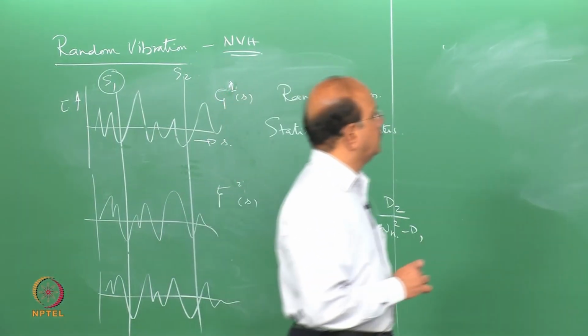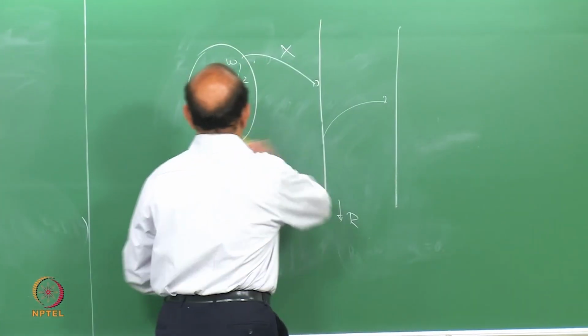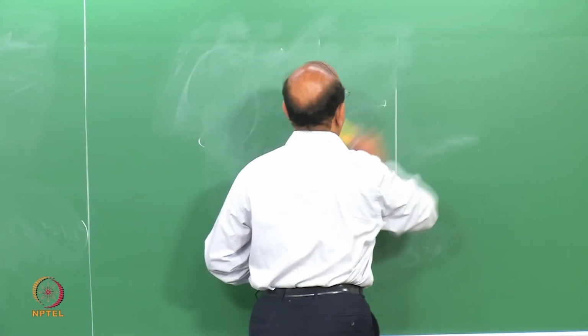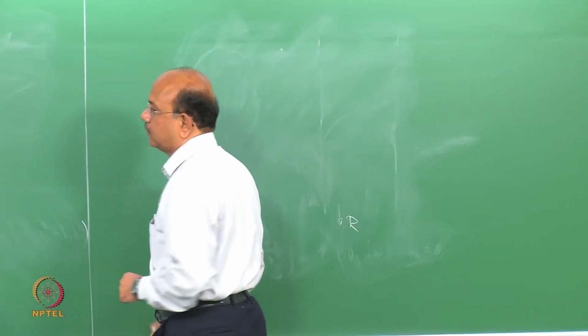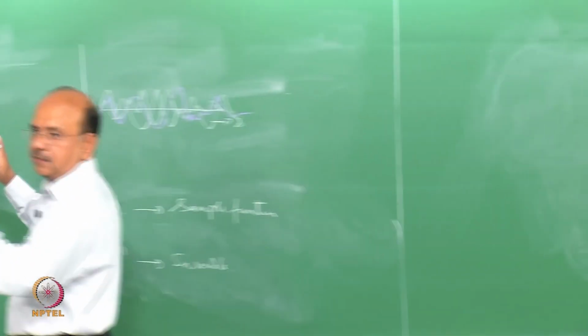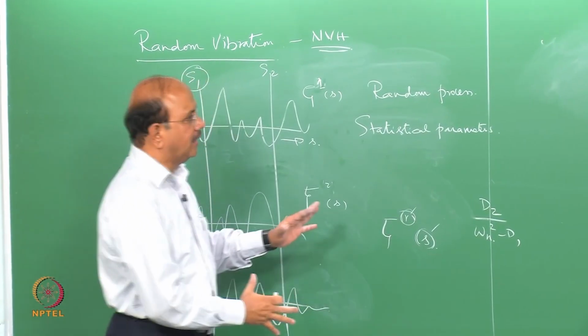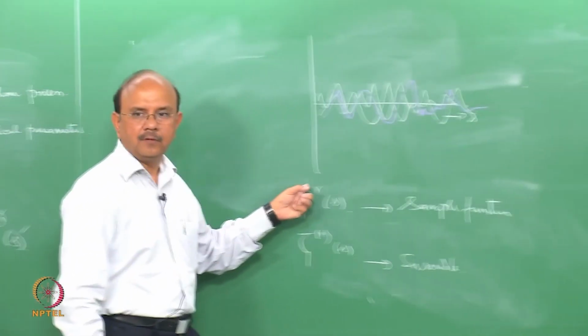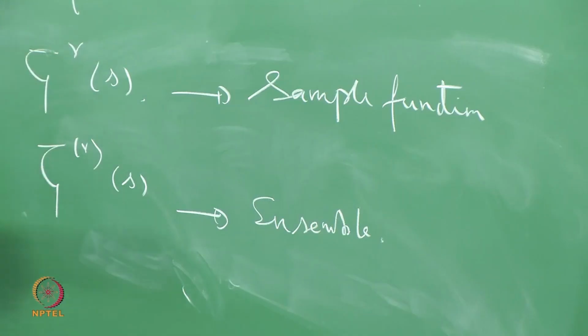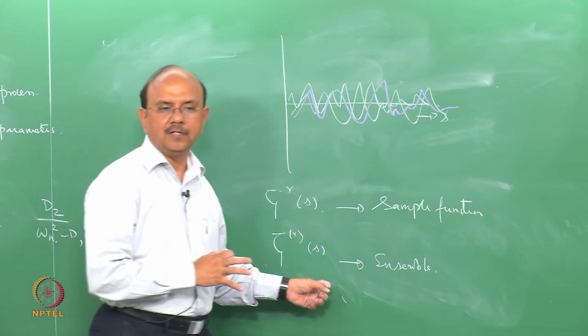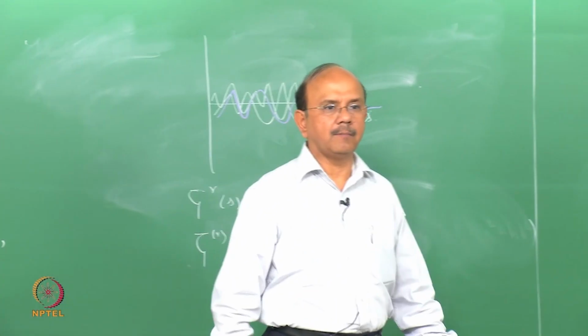Let us now put down some notations. Right now our most important thing is the random process. A random process is a collection of all these things, and the sample function is one of them. The ensemble is the complete collection of whatever is possible.